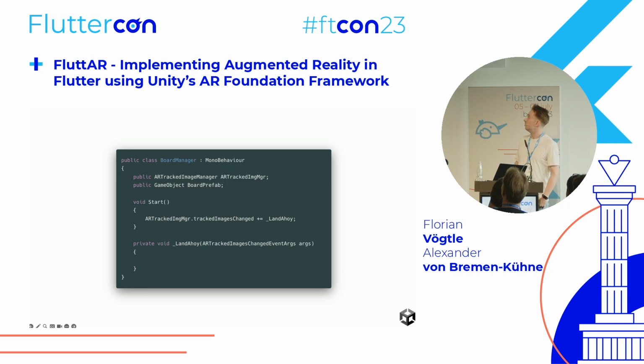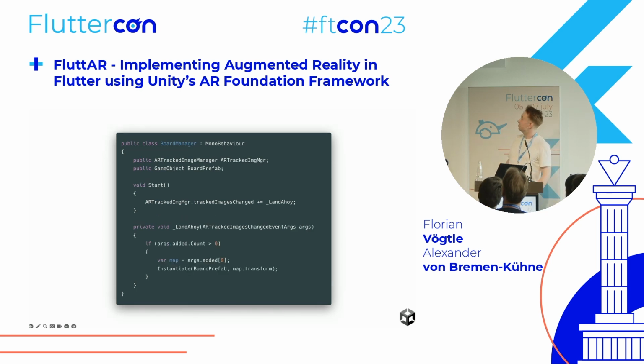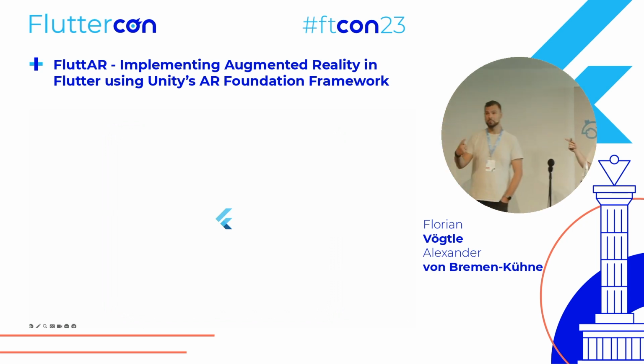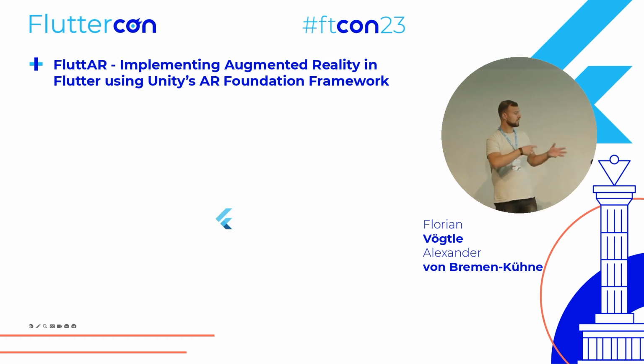So we call on the AR tracked image manager, we add a listener, which is called land ahoy. Every time something changes, this method is called. And then we just take a look. If there is a new image found, then we instantiate our board at the position where we found the map. And there we go. Now we can display our game board. Almost. We're talking here about Flutter, and we want to add this scene into Flutter.